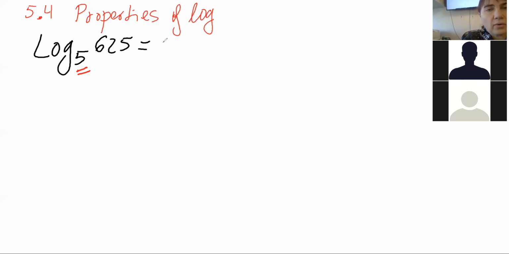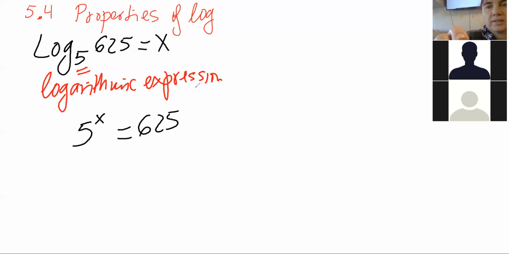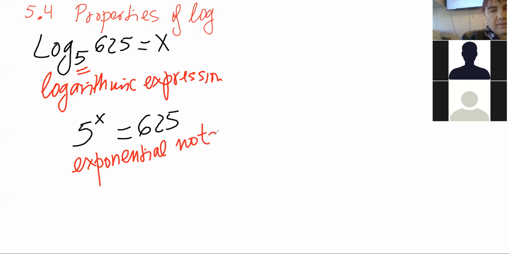The question is 5. Okay, let's write this as exponential. Right here we have a logarithmic expression. So let's say this is x. The answer I was looking for is x. If you write this as exponential, the expression would be 5 to the power of x equals 625. This is the same thing, but written in exponential notation. So what is x? 4. That's correct.